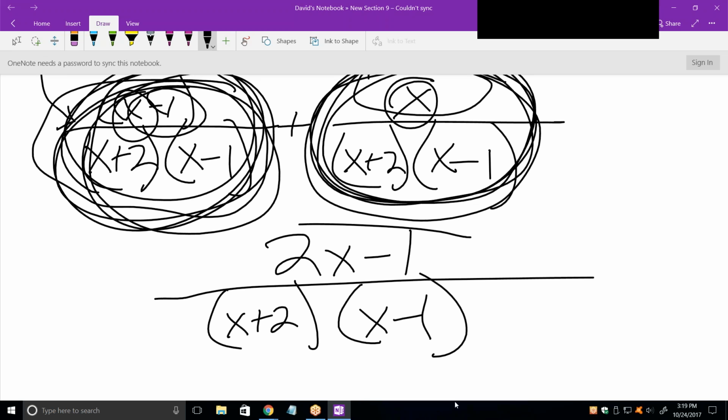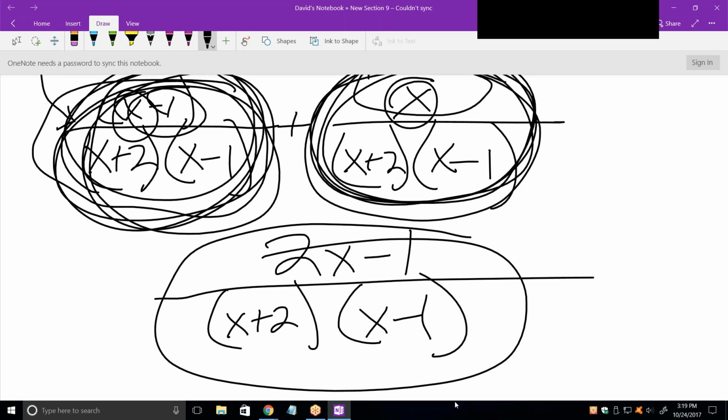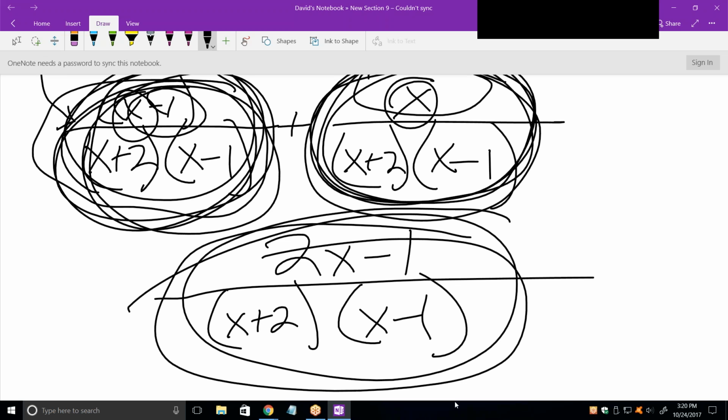Now, can I simplify that? No. No, you can't. In other words, even though I'm looking at an x minus 1, I cannot do anything with that 2x minus 1. If that was an x minus 1, I could cancel it out with this x minus 1. But it isn't. It's a 2x minus 1. So that's as simplified as I can do. Okay.